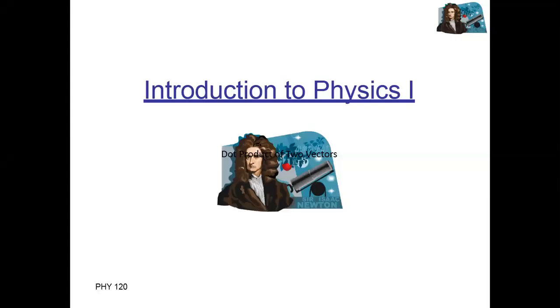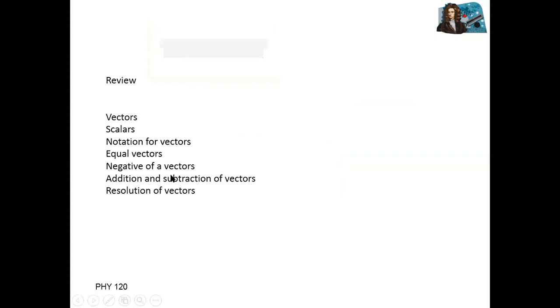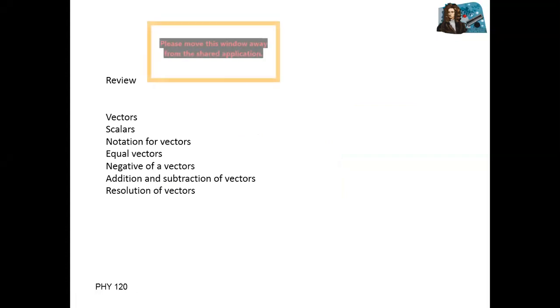Okay, what do we have today, and what was our previous lecture? I think our previous lecture was about vectors and scalars. Then we used notation for vectors: equal vectors, negative of a vector, addition, subtraction of vectors, and resolution of a vector, splitting a vector into its components, horizontal component and vertical component.